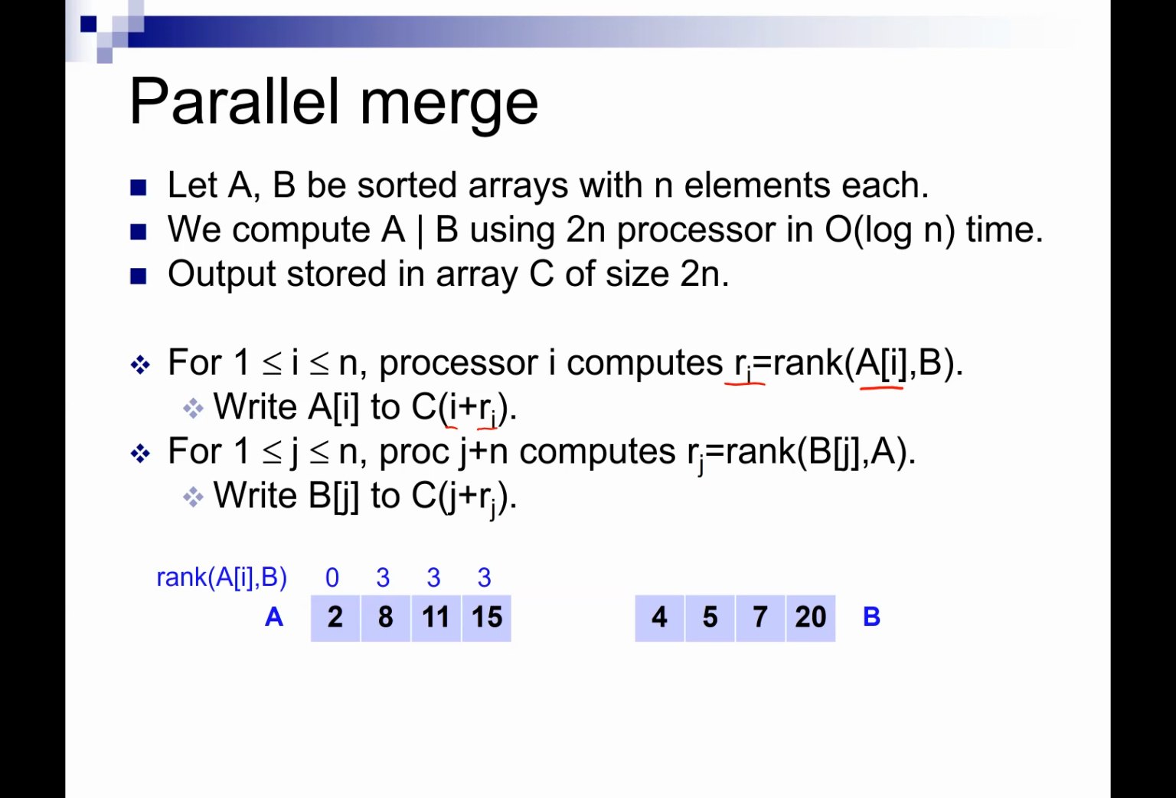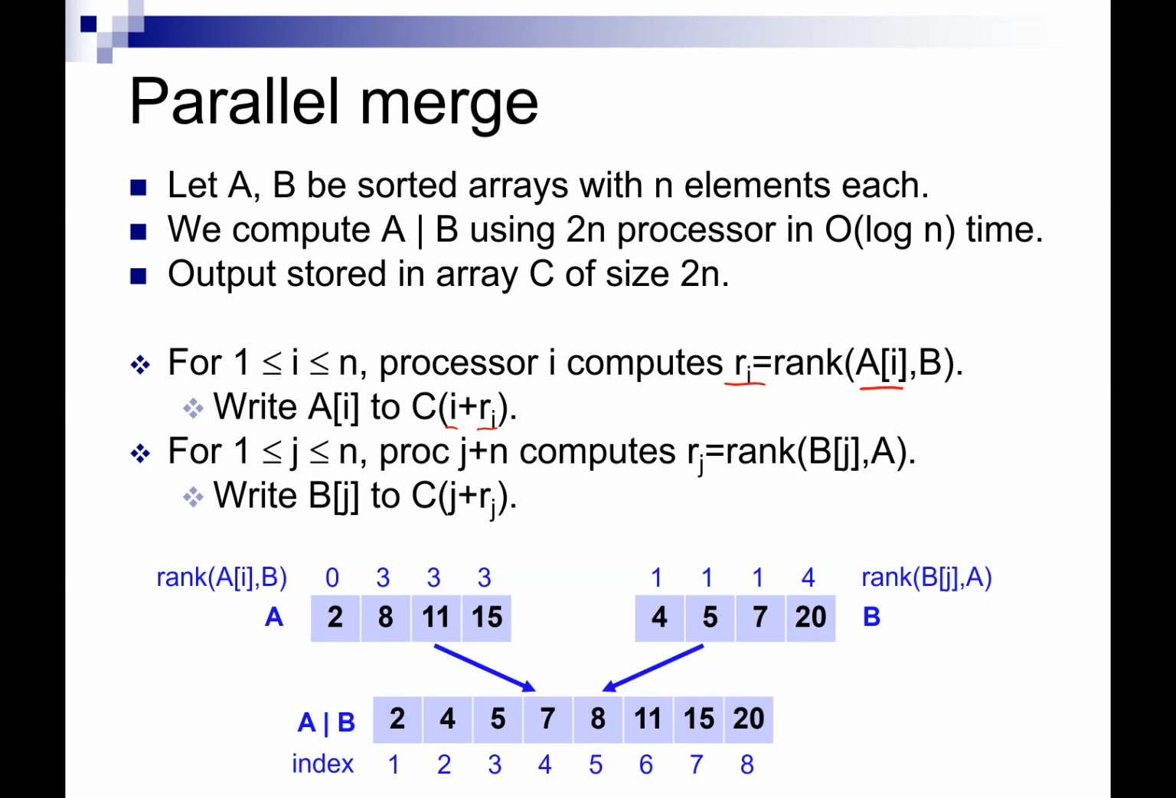Okay, so as an example of this, if you compute the ranks of all of these values in B, then these are the ranks over here. And these are the ranks of these values in A. Now the positions that these should go into: for example, this one has an index in A of 0, and it has a rank of 0 in B. So therefore it goes into index 0.